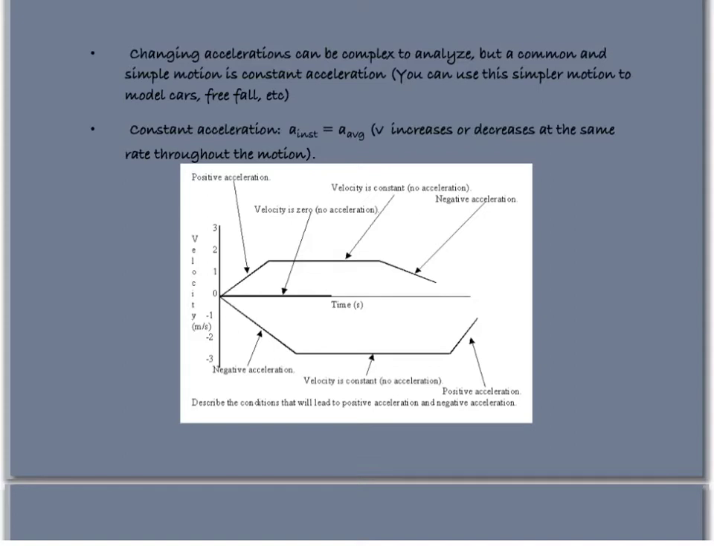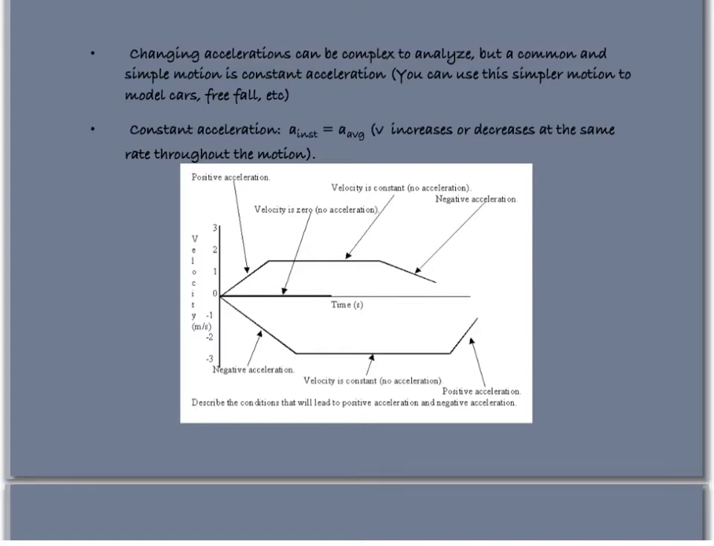In a constant acceleration model, the instantaneous acceleration and the average acceleration are going to be the exact same thing, because again, your velocity is increasing or decreasing at the same rate throughout the motion. Your acceleration isn't changing, meaning that if it's constant, it's always going to be the same value everywhere.